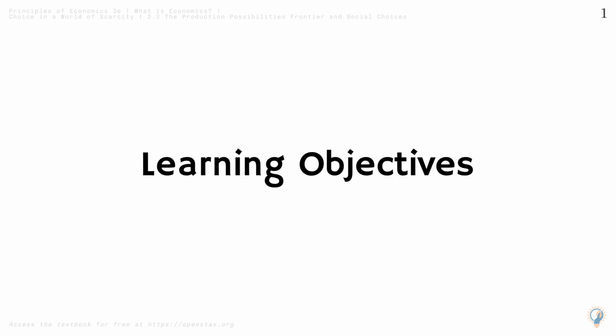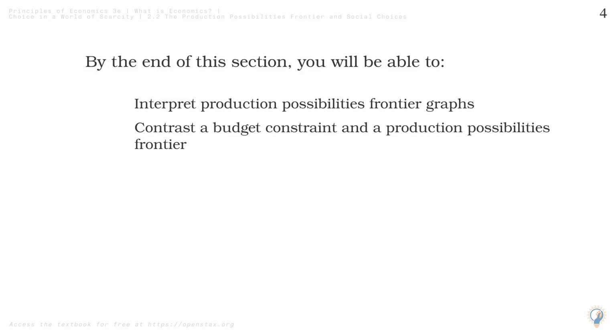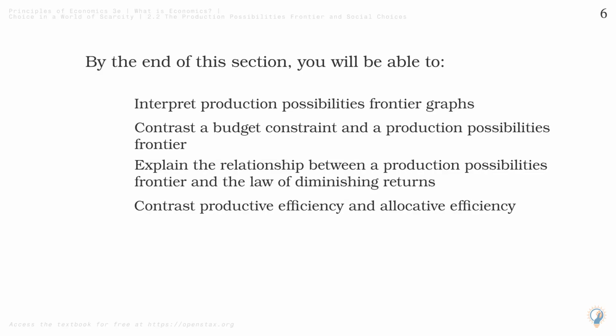Learning objectives. By the end of this section, you will be able to interpret production possibilities frontier graphs, contrast a budget constraint and a production possibilities frontier, explain the relationship between a production possibilities frontier and the law of diminishing returns, contrast productive efficiency and allocative efficiency, and define comparative advantage.